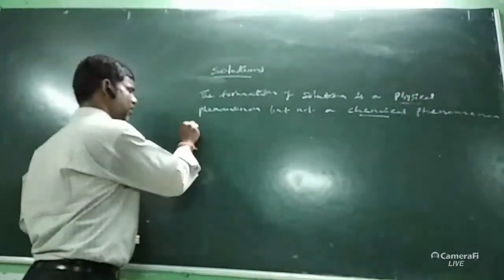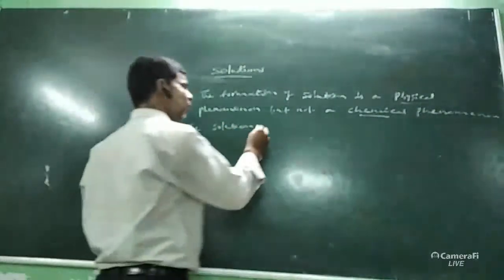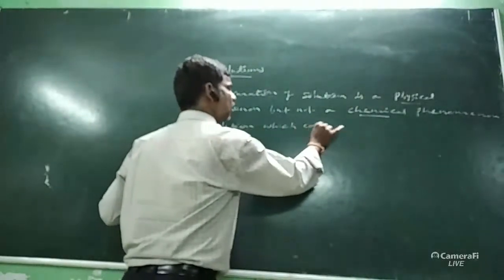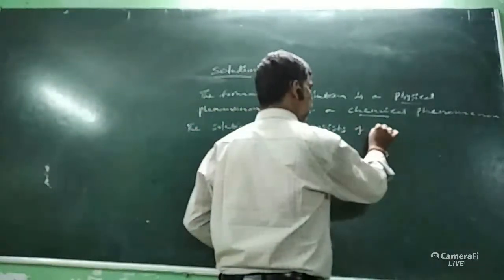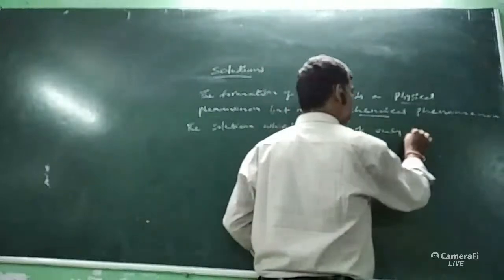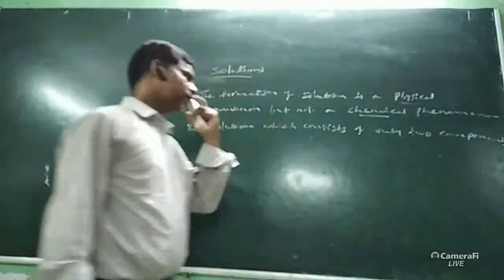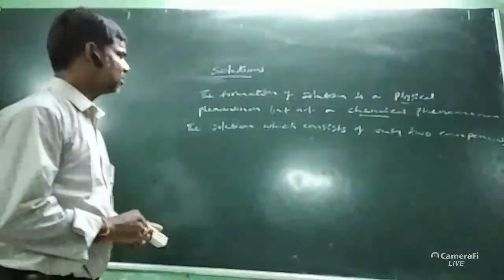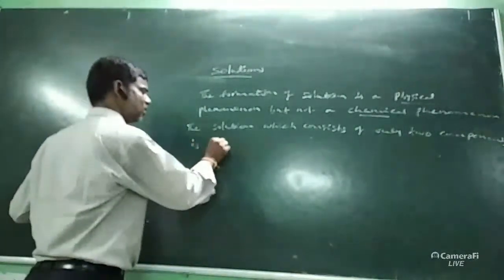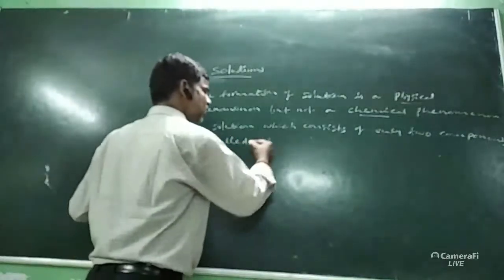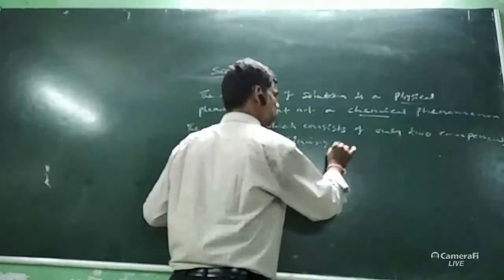And the solution which consists of only two components is called a binary solution. Bi means two. Binary solution.